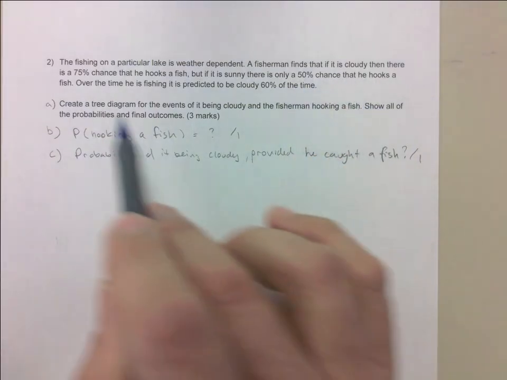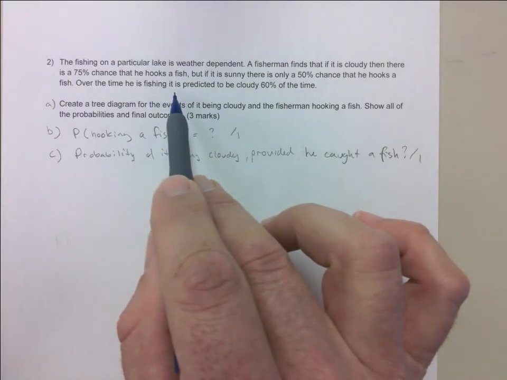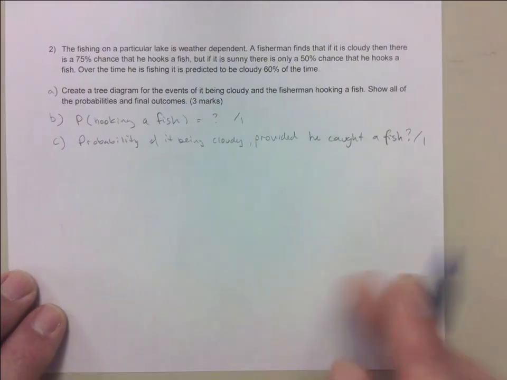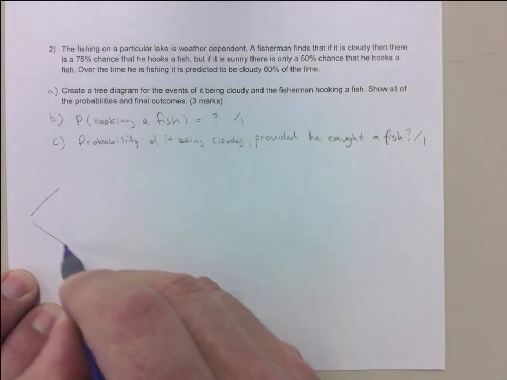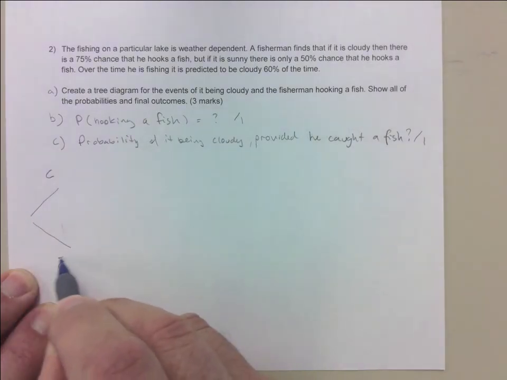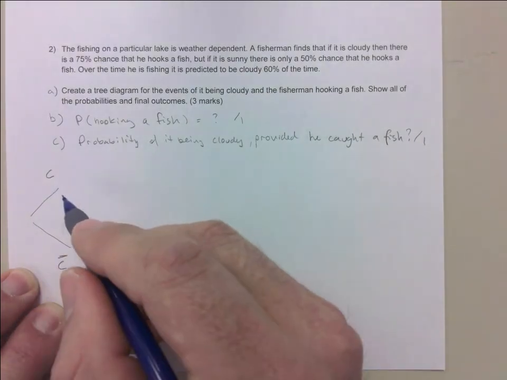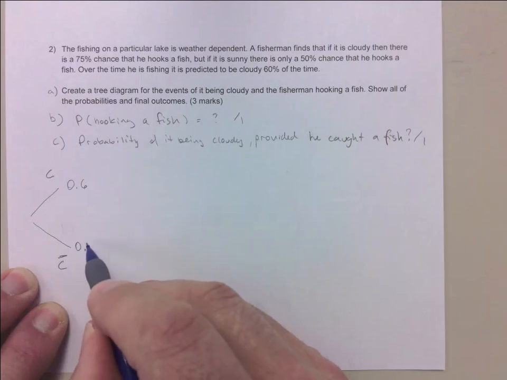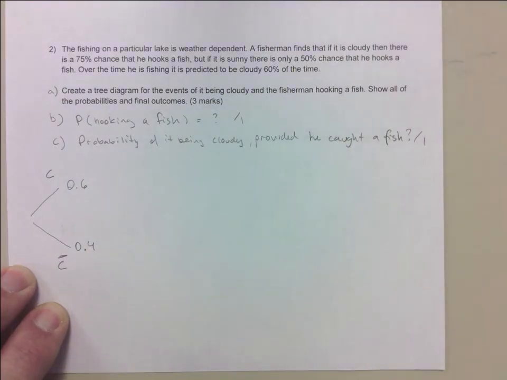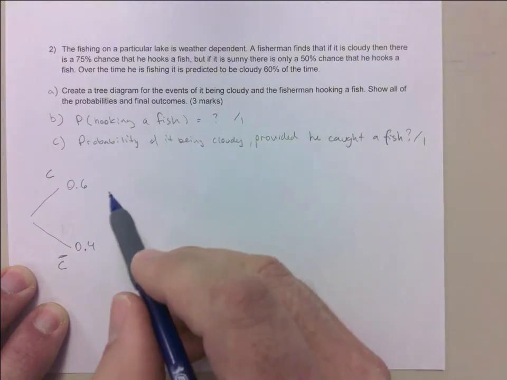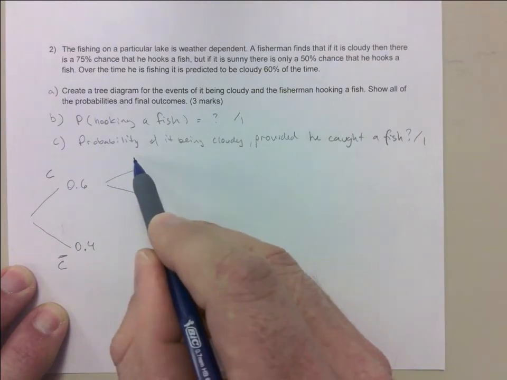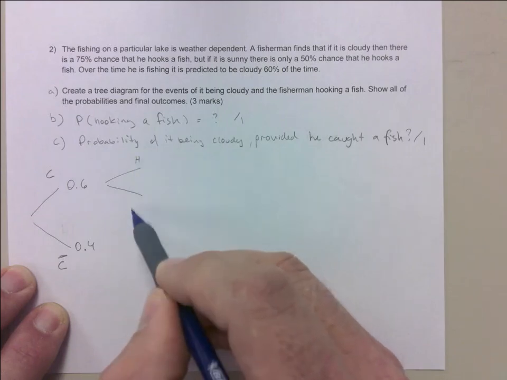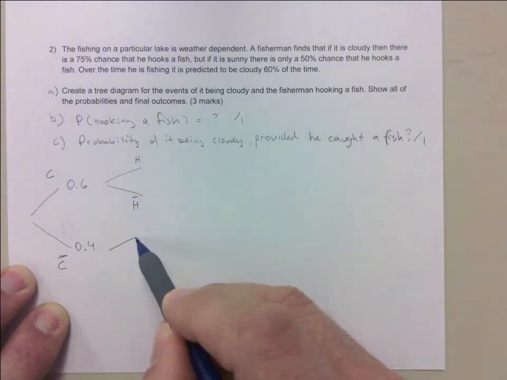So definitely dependent. Over the time he's fishing, it's predicted to be cloudy 60% of the time. So I would start my tree diagram with maybe cloudy, not cloudy, right? And it's going to be cloudy 60% of the time, and not cloudy, which is really sunny, 40% of the time. And then the options would be catching a fish. I guess we can say hooking a fish, not hooking a fish. It doesn't matter. Whatever you used is fine.